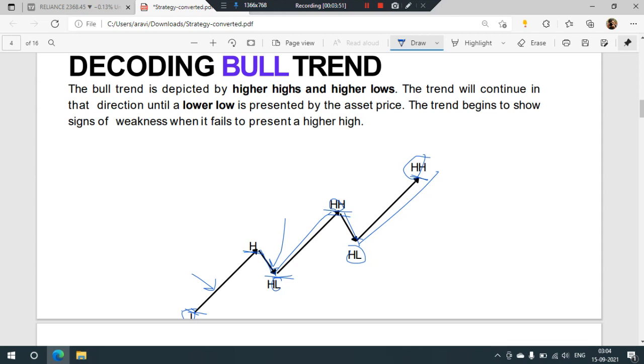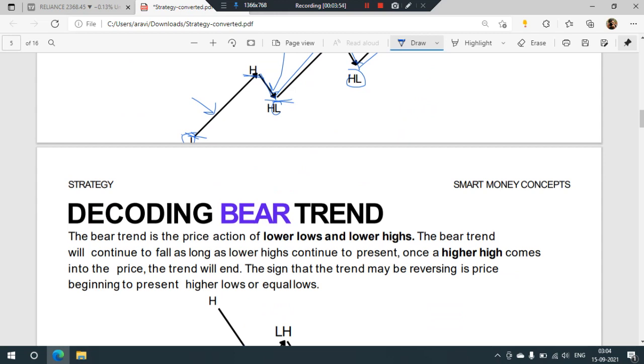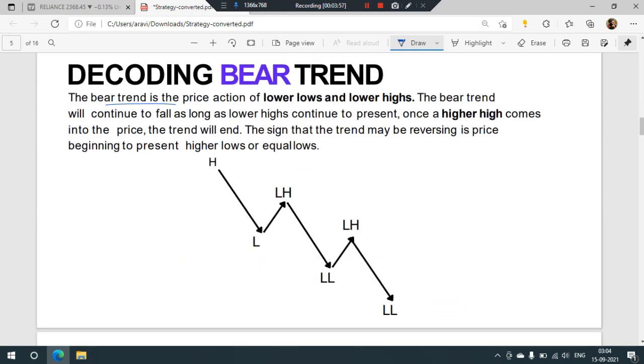Now the clear opposite is the bear trend. A bear trend is depicted by a series of lower lows and lower highs. So this is the high formed and this is the low formed. The market doesn't move just like this, it has to move up, down, up, down. This is the impulsive move and this small one is the corrective move. In this impulsive move this is the highest price and this is the lowest price. Now it corrects, and then impulses again.